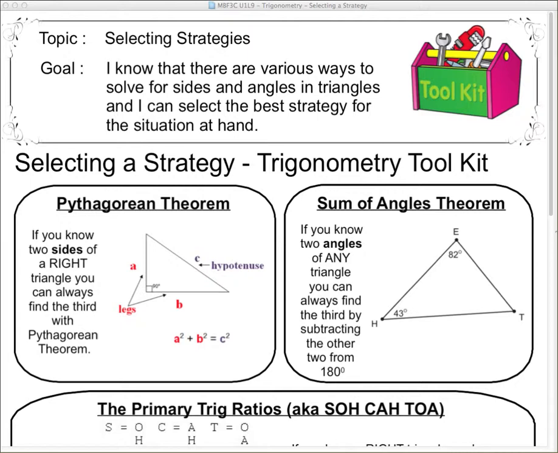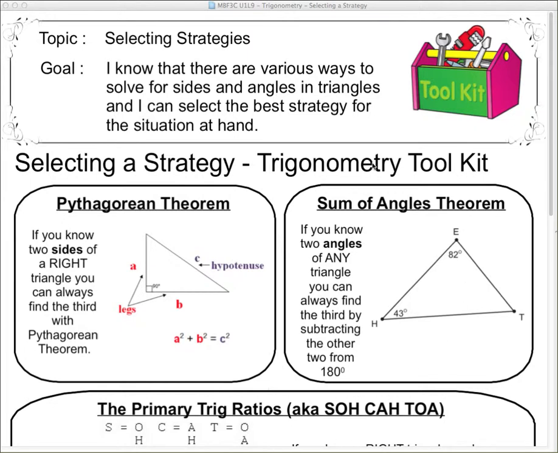I'm going to try to get through this one pretty quickly today because we're not going to be doing a whole lot of math calculations. We're just going to be looking at some questions and trying to figure out which mathematical tool I'm going to be using. So today I'm going to give you a bit of a gift. I'm going to give you a mathematical toolkit.